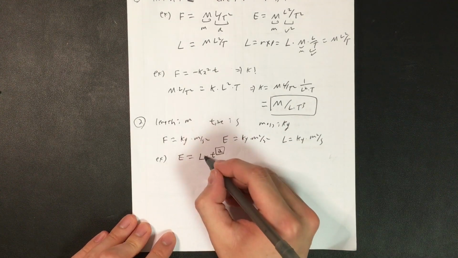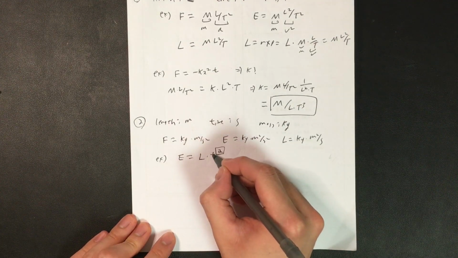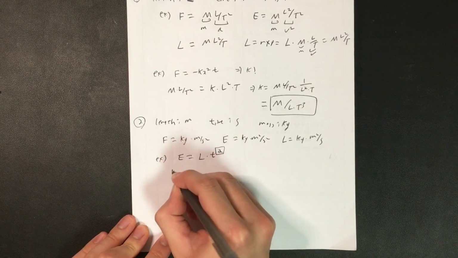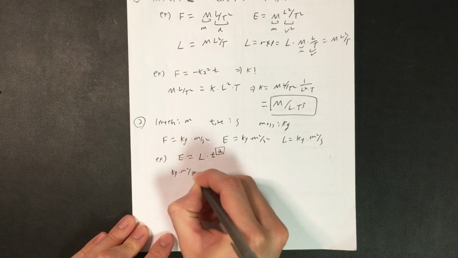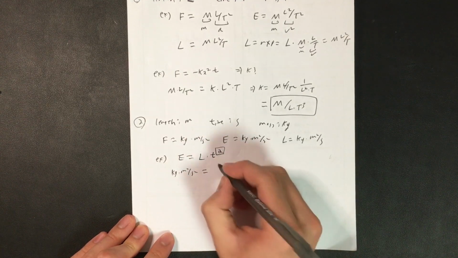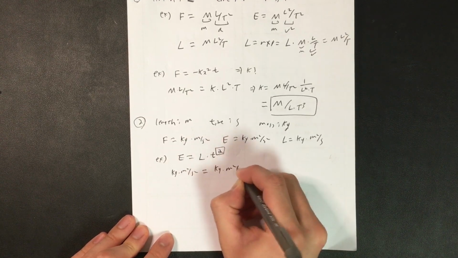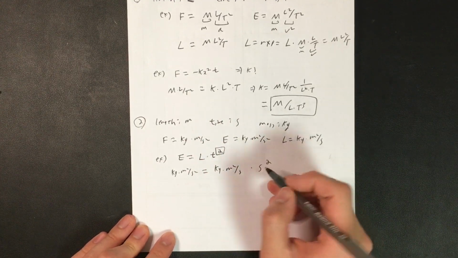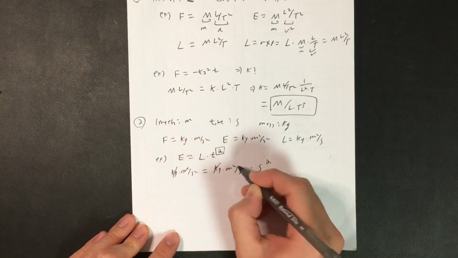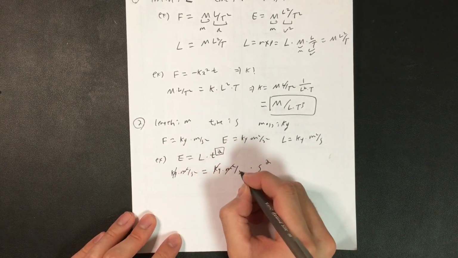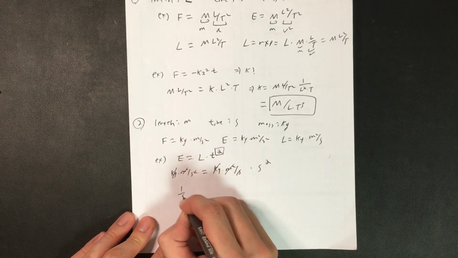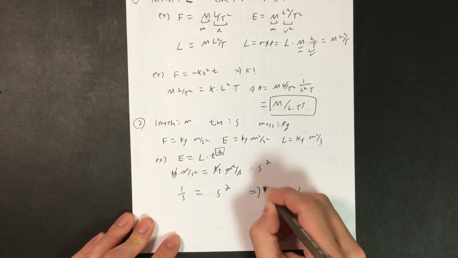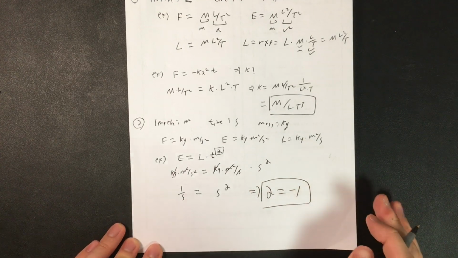For example, if energy equals angular momentum times time to the power of alpha, then energy equals kilogram times meter squared over second squared, angular momentum equals kilogram times meter squared over second, and time to the alpha equals second to the power of alpha. Crossing off the kilogram and the meter squared and the 1 over second, I get 1 over second equals second to the alpha, which means alpha equals -1 in this question.